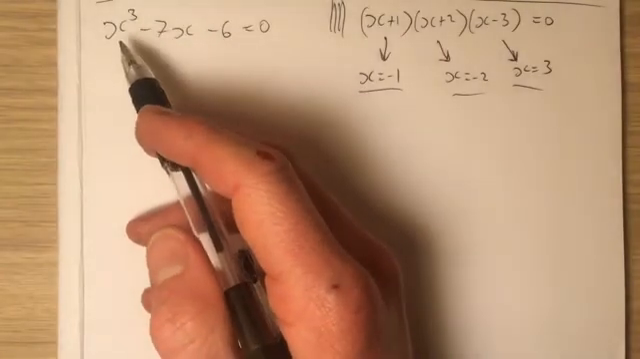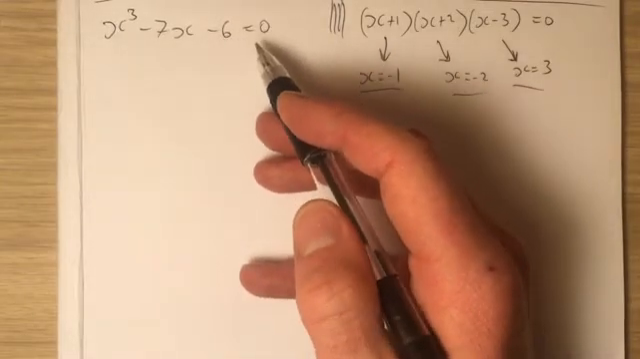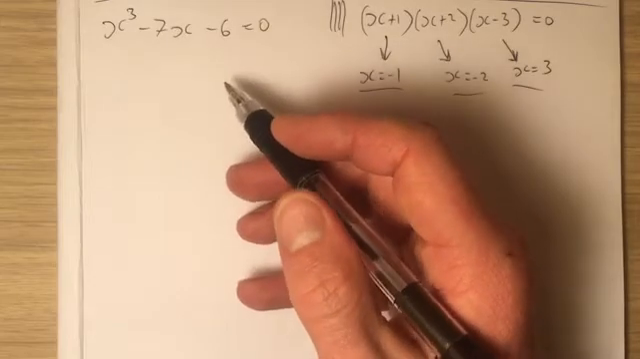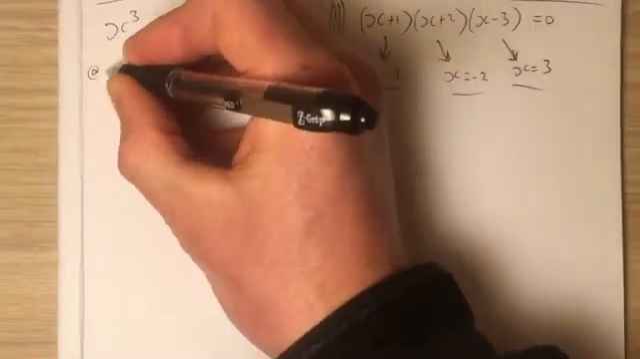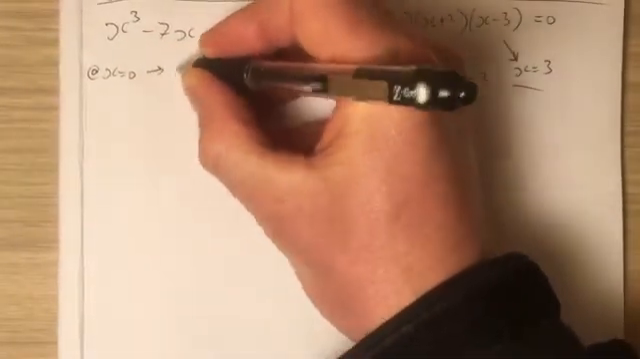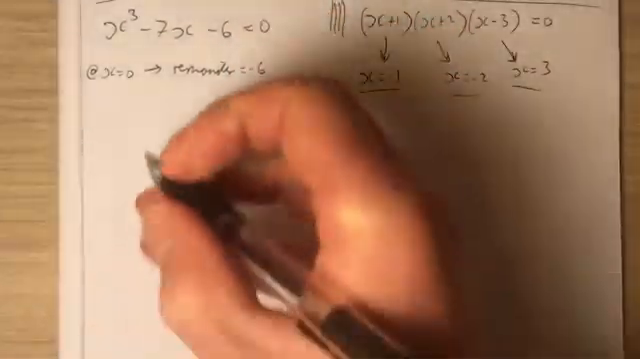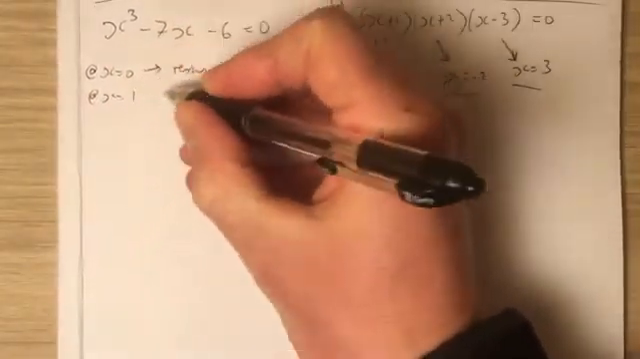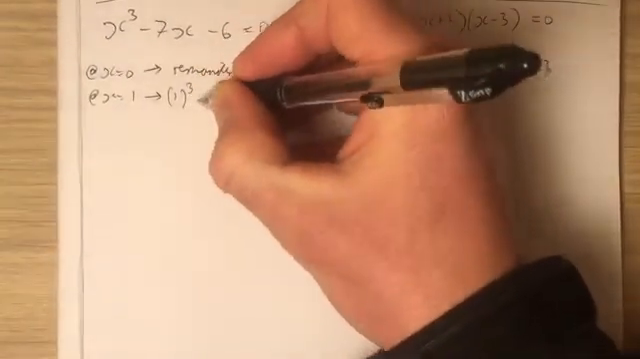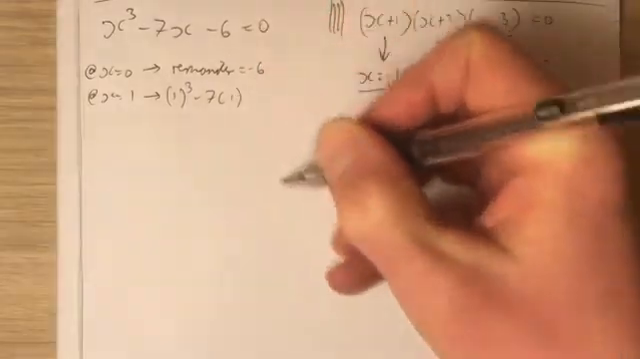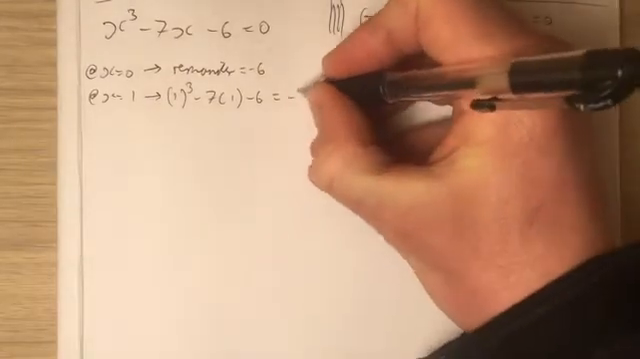If x is 0, I've got nothing, minus 0, minus 6, and that is not the same as 0. That doesn't work. Okay, let's try a new one. So at x equals 0, I get a remainder, something left over of -6. Let's try x equals 1. Just picking easy numbers, guys. So putting in 1, what do I get? I've got 1 cubed, which is 1. Take away 7 times 1, which is 7. Take away 6. So 1, take away 7, take away 6, and I get -12.